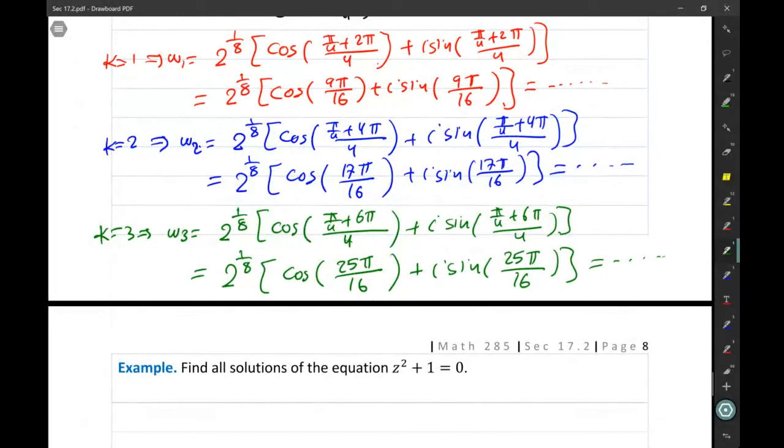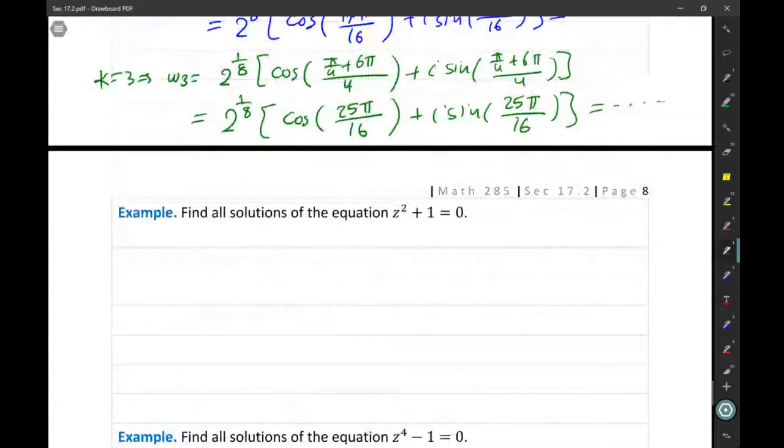Any question here for this example? Any question? No, thank you. It's all clear. All right.